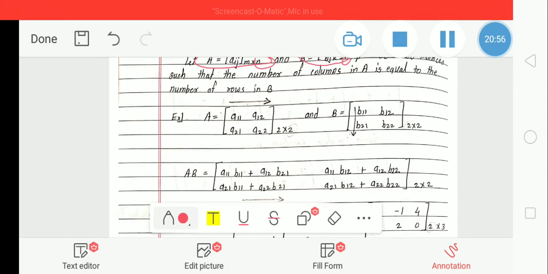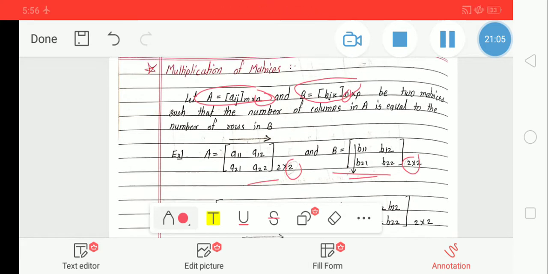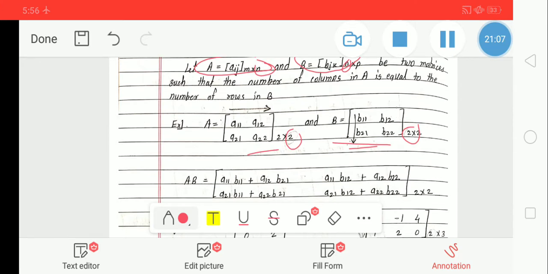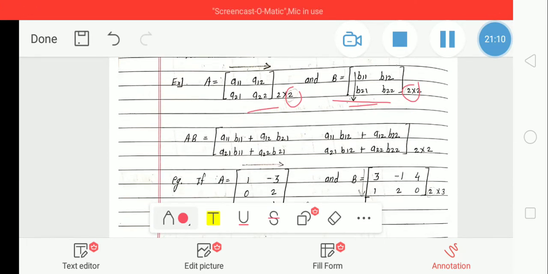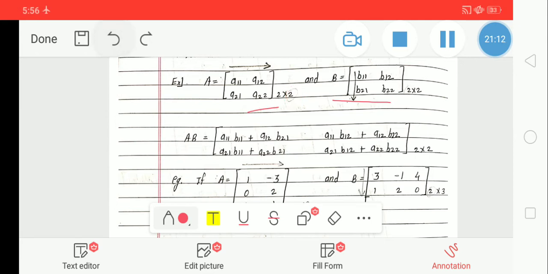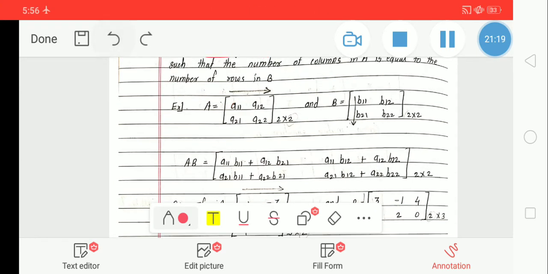Just an example, here is a 2 cross 2 matrix. In the first matrix the column count is 2 and in the second matrix the row count is 2, then matrix multiplication is possible. So how is matrix multiplication possible? How to solve the matrix? A1 multiply by, so let's see carefully. This first row means we take this row and this column.